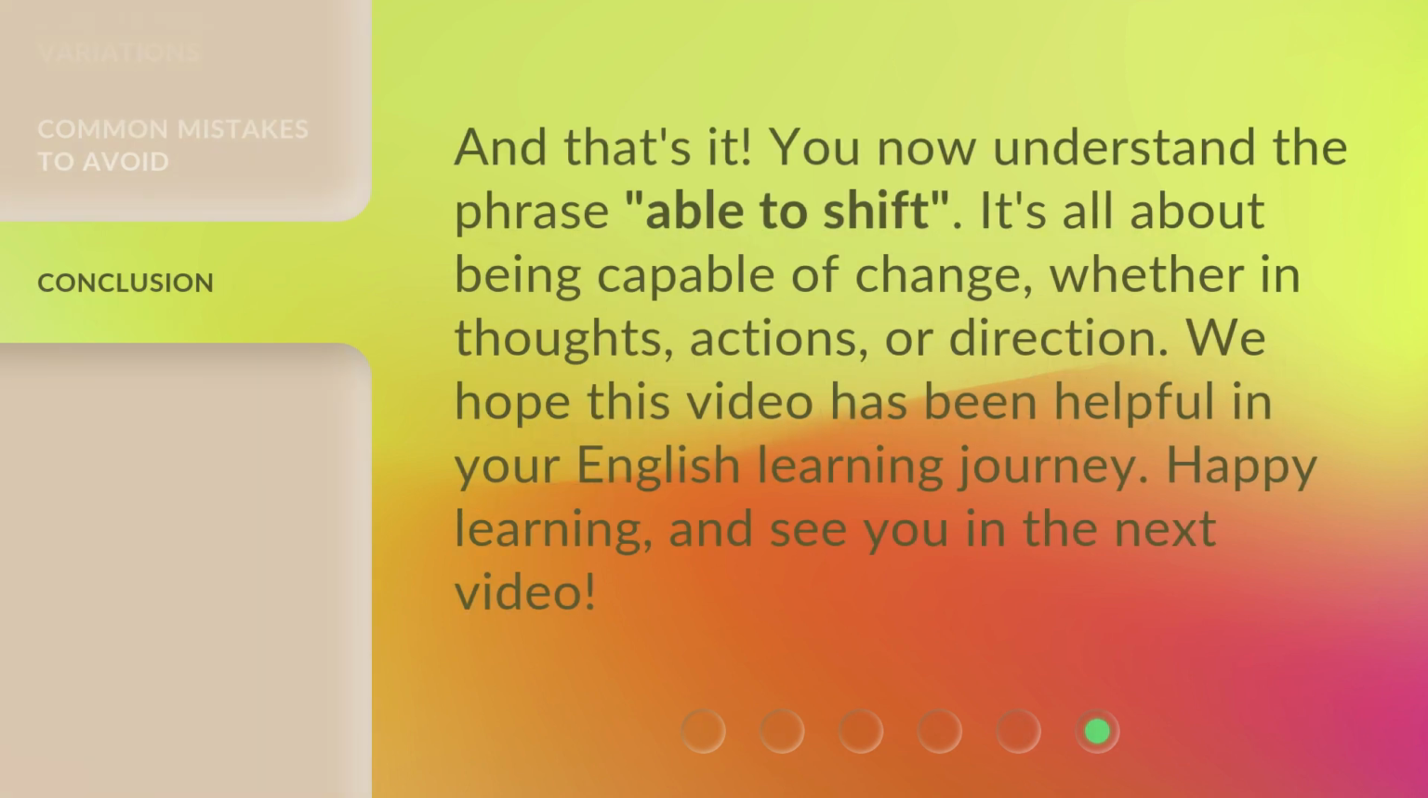And that's it. You now understand the phrase "able to shift." It's all about being capable of change, whether in thoughts, actions, or direction.